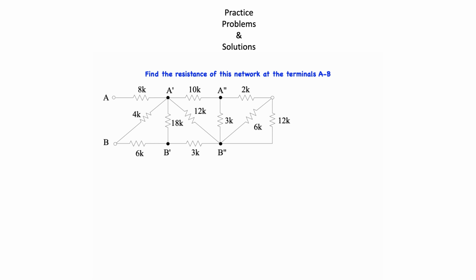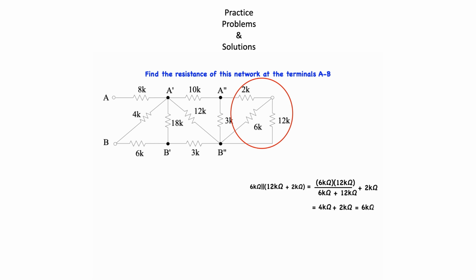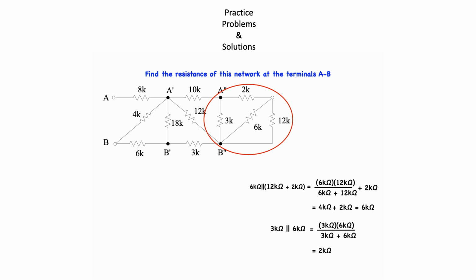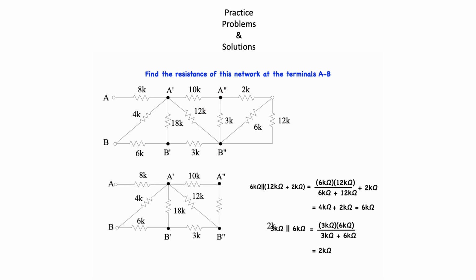However, at the right-hand edge of the network, we see that the 6K and the 12K ohm resistors are in parallel, and their combination is in series with the 2K ohm resistor. This combination of 6K in parallel with the quantity 12K plus 2K gives us 6K ohm, which is in parallel with the 3K ohm resistor, which is equal to the resistance of 2K ohm. We can now redraw this circuit to look like this.